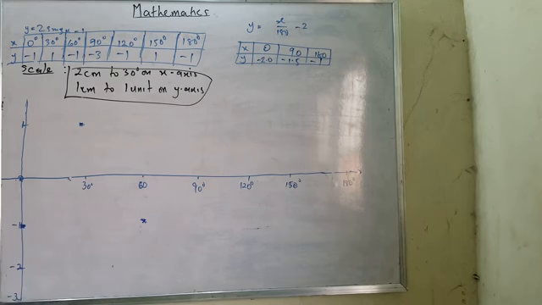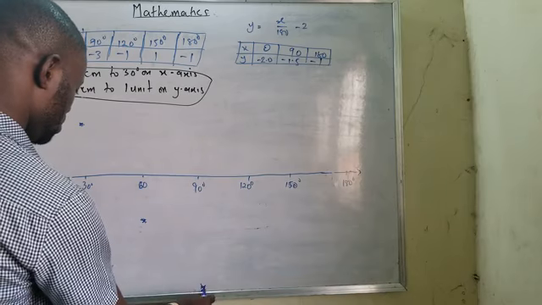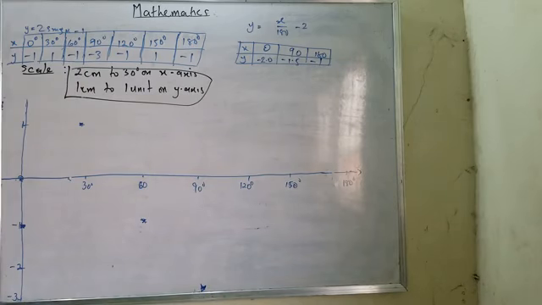Now, the next thing is, when you are talking about 90, it is sine minus 3. By so doing, I'm plotting my graph. The next thing I'm asked to do is, what else?